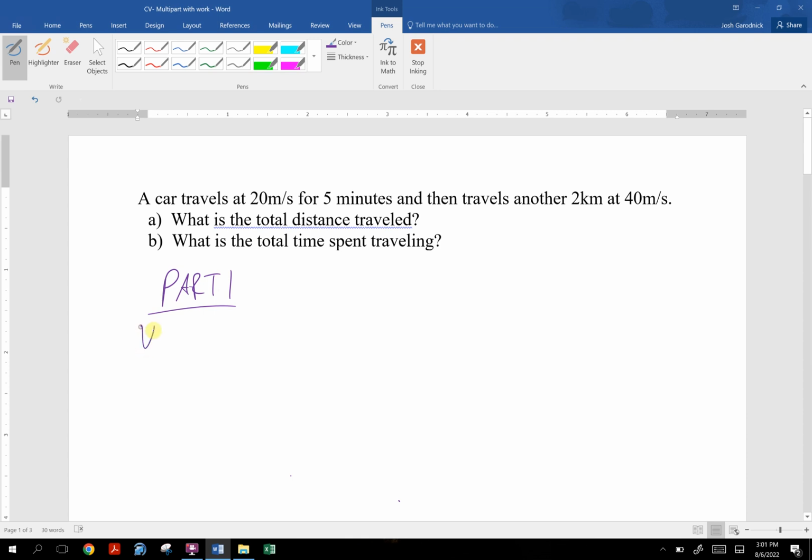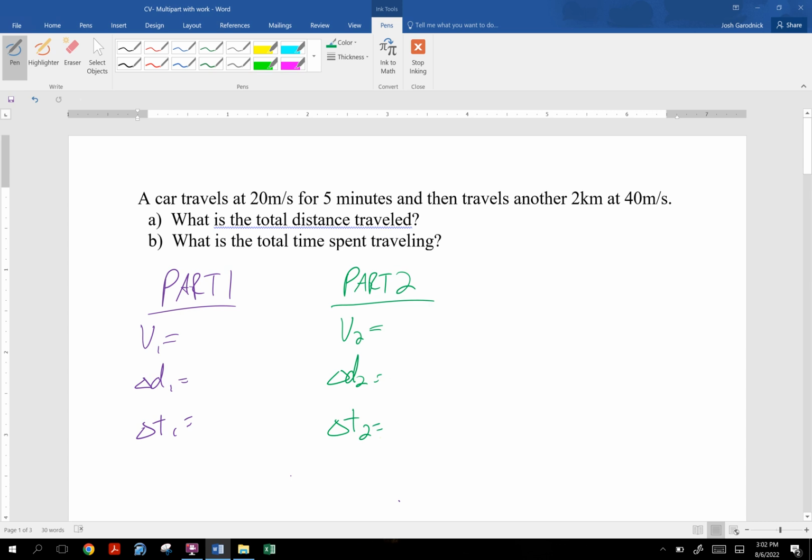So I'm going to do the velocity for part 1, delta D for part 1, and delta T for part 1. Part 2, maybe you'll call this travel twice the speed. I don't know, maybe you'll get creative. I'm just calling it part 2. Velocity for part 2, distance traveled for part 2, and time for part 2.